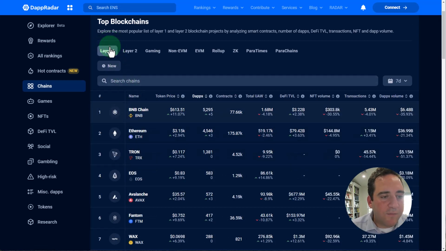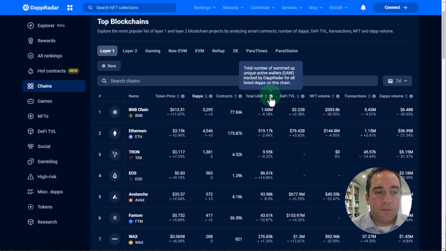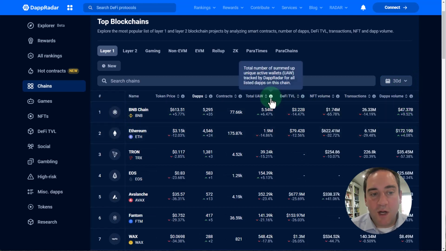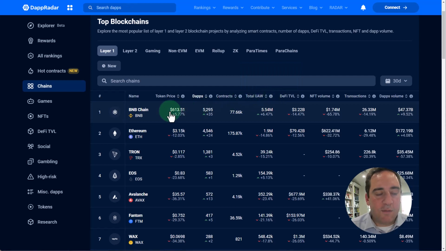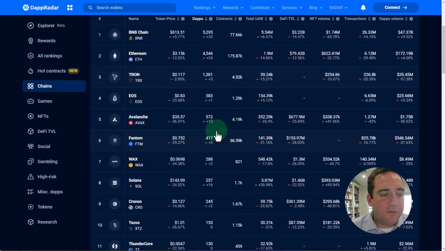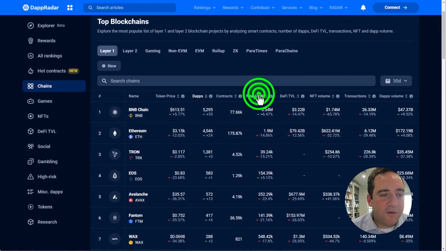And you can say layer 1. So BNB chain, there's 5,200 dApps, but more importantly, there's 1.68 million unique users, I think this is the last week. Yeah, this is the last week. So if we do the last 30 days, you can say there's 5.5 million unique wallets that are using the BNB chain in some capacity for decentralized applications, right? And Ethereum has 1.9 million. But you can also see the DeFi TVL, the NFT volume, and the transactions. It's pretty incredible.